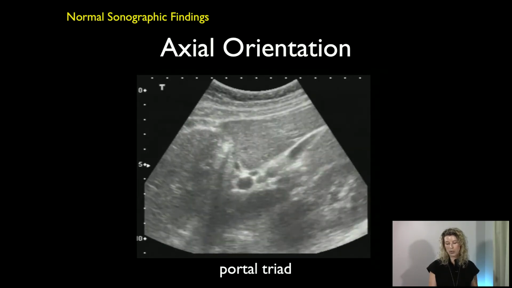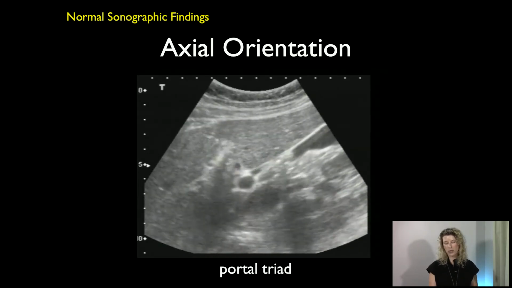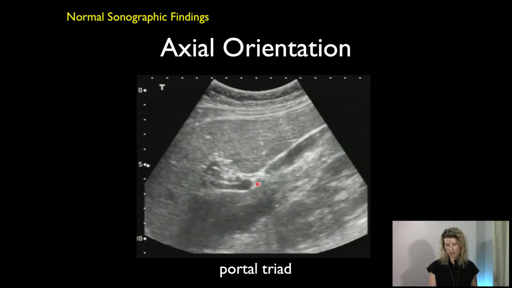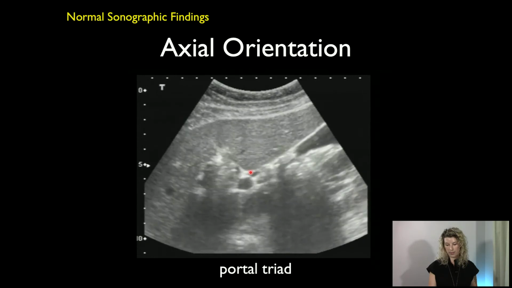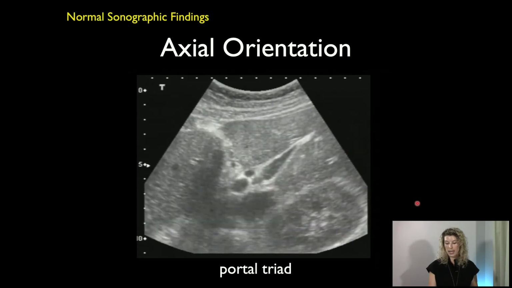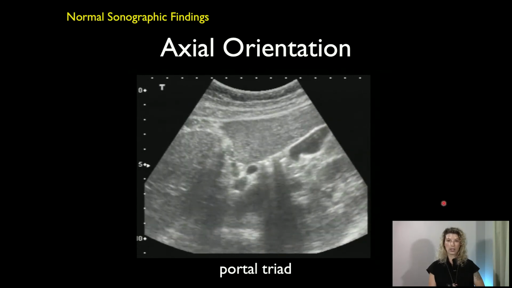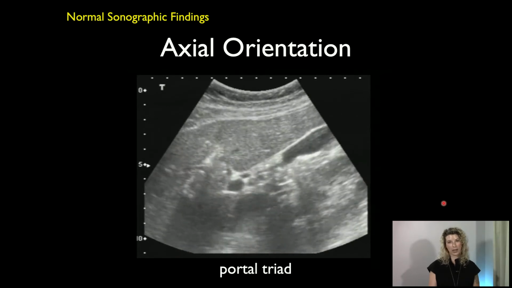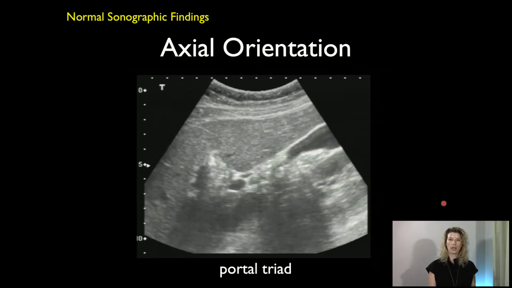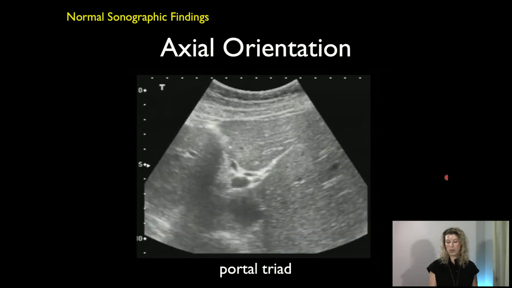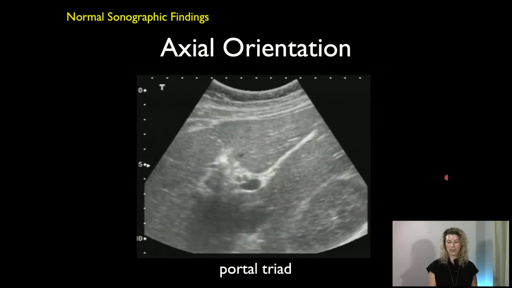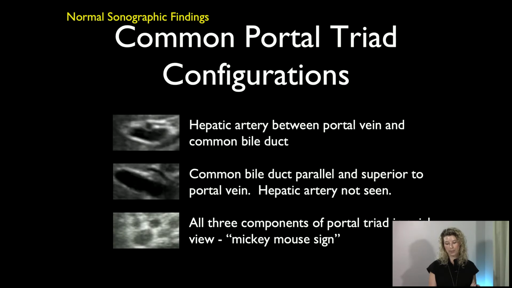Here we're seeing the portal triad in a sort of modified transverse view. This is the portal vein. Right up here is the common bile duct. And to be honest, when I look at this image, I can't tell you what the hepatic artery is. There's nothing staying still long enough for me to see something with an actual pulse. So this one is something that I would throw some color on to be sure.